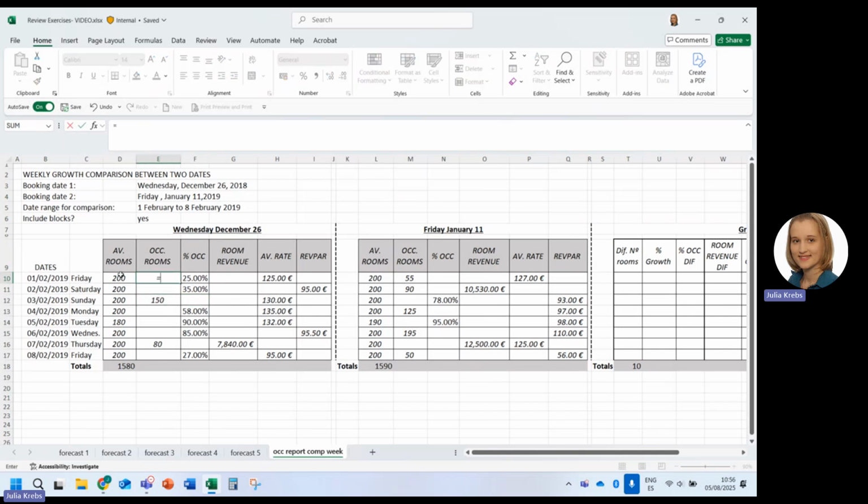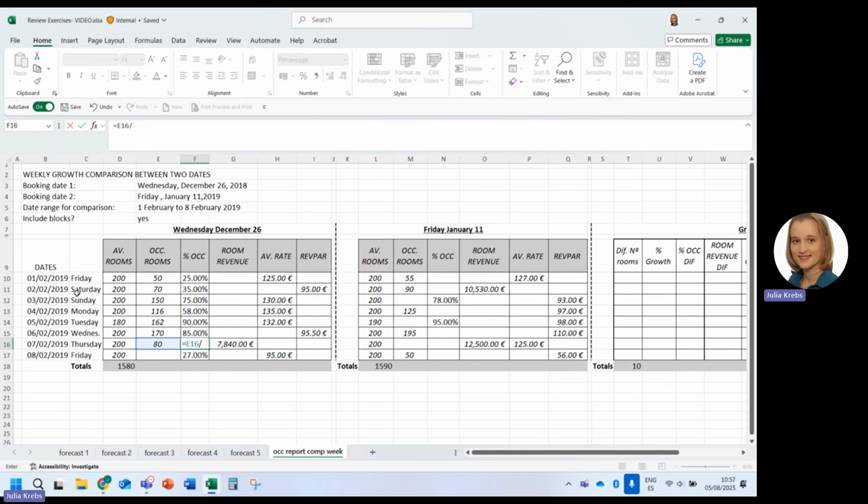So first things first, we're going to do this for now to find out how many rooms we have occupied. Then we can't drag it all down because otherwise we would be overwriting this cell, and that obviously would not be very beneficial for us. So we do rooms occupied divided by rooms available to get the percentage of occupancy. Now we can do this again, drag it down, and then we can fill in this.